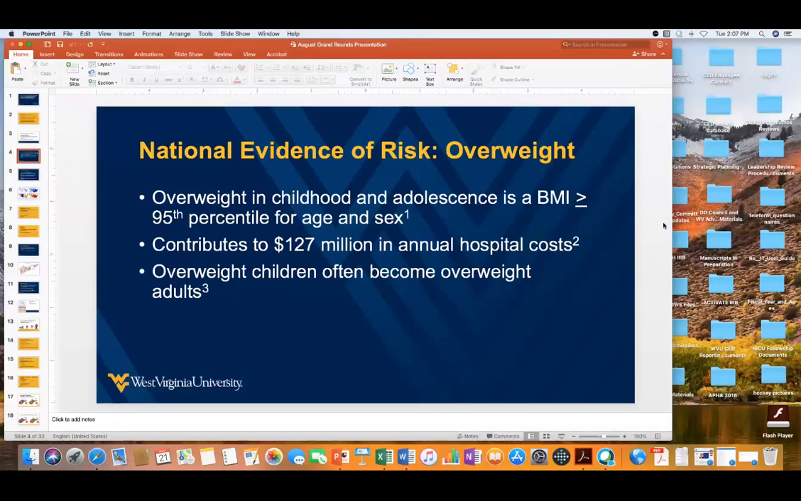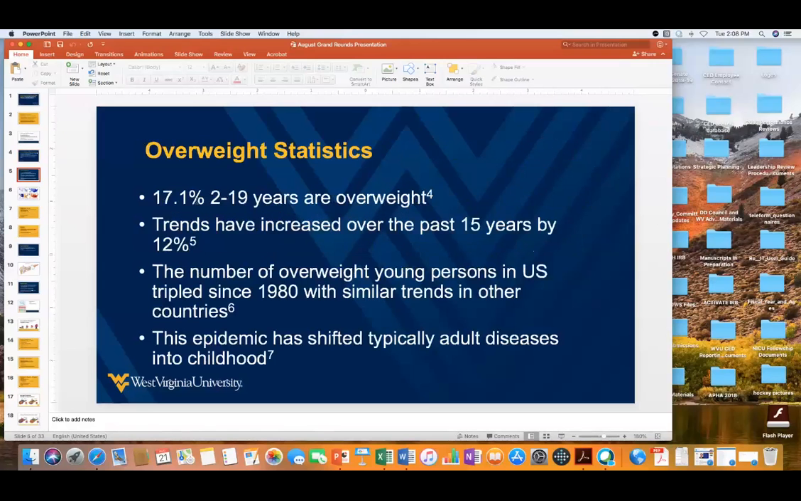In terms of overweight and obesity, it is an epidemic. It leads to about $127 million in hospital costs annually, and it just continues to increase over time. We also know that overweight or obese children tend to become overweight and obese adults. And part of that, and we're going to talk about some of the reasons why someone becomes overweight or obese, is that those patterns of behavior or genetics stay with us into adulthood. So the risks without an intervention stay with us.